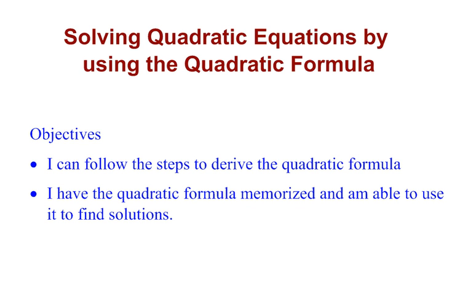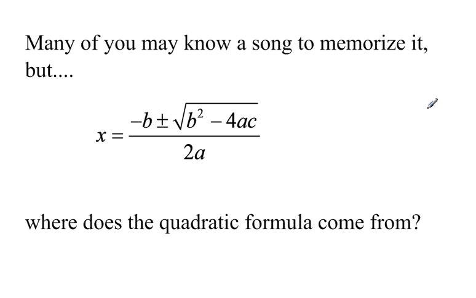In this video on the quadratic formula, we're going to focus in on the first objective, which is that I can follow the steps to derive the quadratic formula. Now, I know most of you should know the quadratic formula. In fact, some of you may even know a song and have it memorized that way. And you should still have this memorized. Negative b plus or minus the square root of b squared minus 4ac all over 2a.